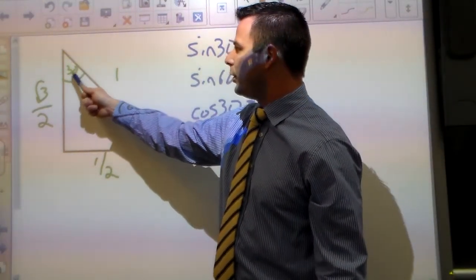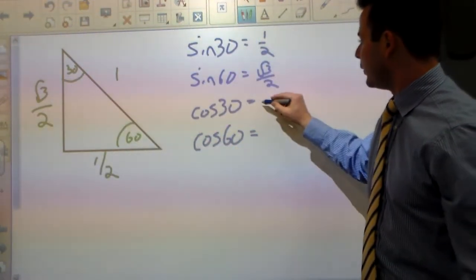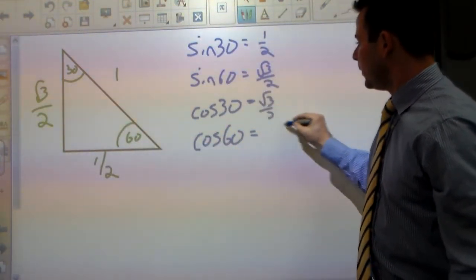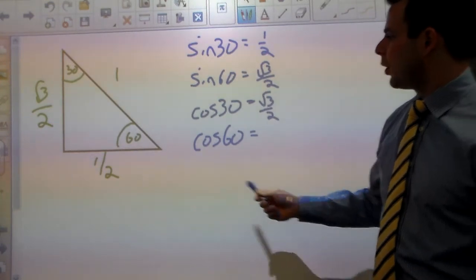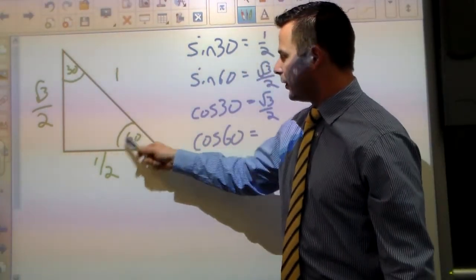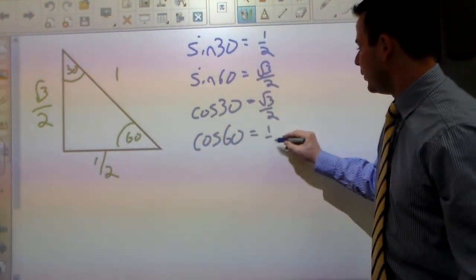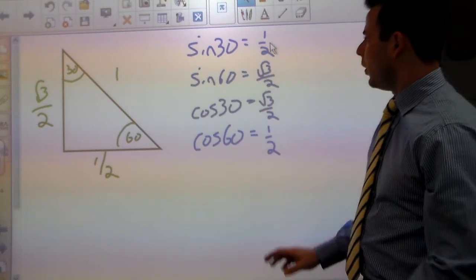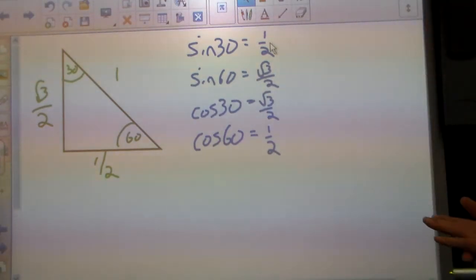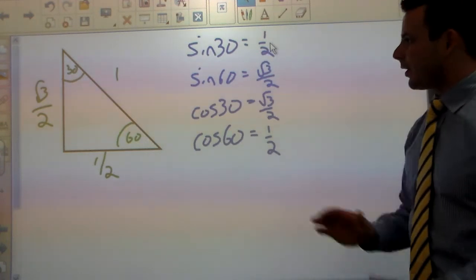We're talking about the 30-degree angle. Adjacent is radical 3 over 2, and hypotenuse is 1. So cosine of 30 is radical 3 over 2. The cosine of 60, again, is adjacent over hypotenuse. Now we're discussing the 60-degree angle. Adjacent is 1/2, and hypotenuse is 1. So these are special right triangle values for the angles 30 and 60. These are values that you really have to be familiar with.